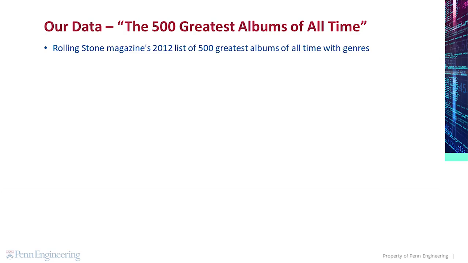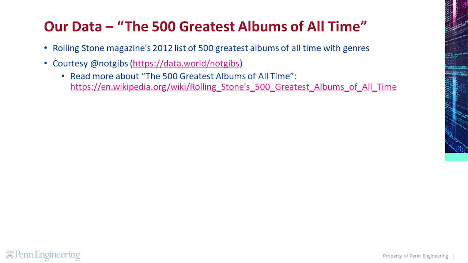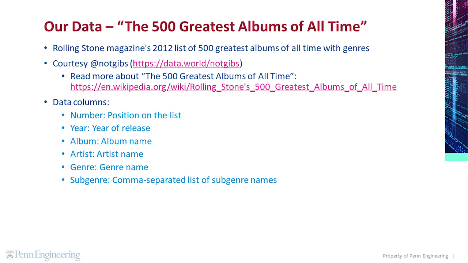For our analysis using the CSV module, we're going to look at the 500 greatest albums of all time. This is Rolling Stone magazine's 2012 list of 500 greatest albums of all time with genres. You can read more about that here. Here are the columns in our data file.